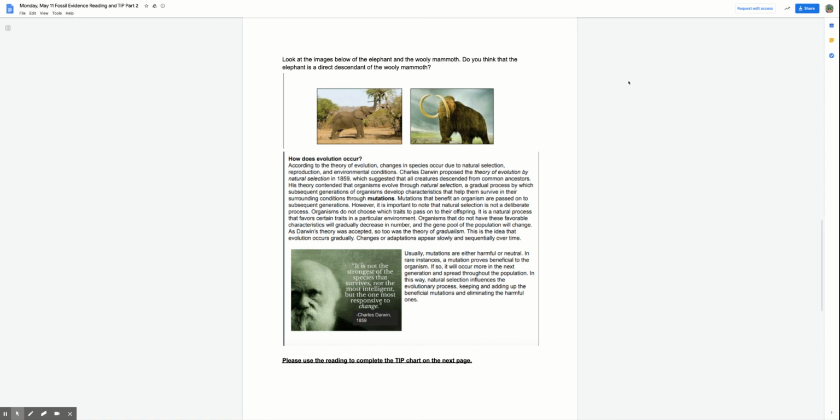Organisms that do not have these favorable characteristics will gradually decrease in number, and the gene pool of the population will change. As Darwin's theory was accepted, so too was the theory of gradualism. This is the idea that evolution occurs gradually. Changes or adaptations appear slowly and sequentially over time.